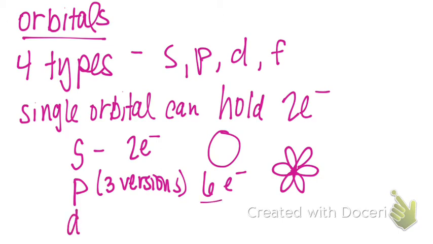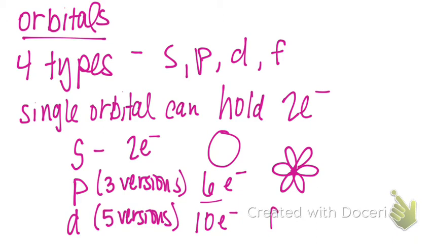The d orbitals, there are 5 different versions of the d orbitals. So how many electrons total can the d orbitals hold? They can hold a total of 10 electrons. And they have much more intense shapes. We're going to see those here in a second. Last one is the f orbitals. There are 7 versions. So how many can they hold? They can hold a total of 14 electrons.